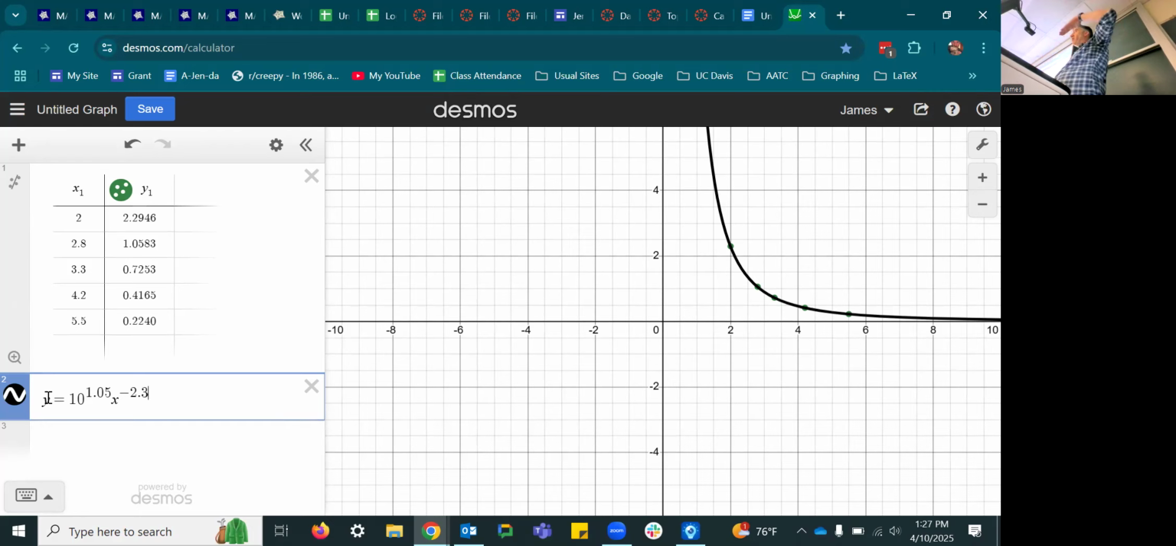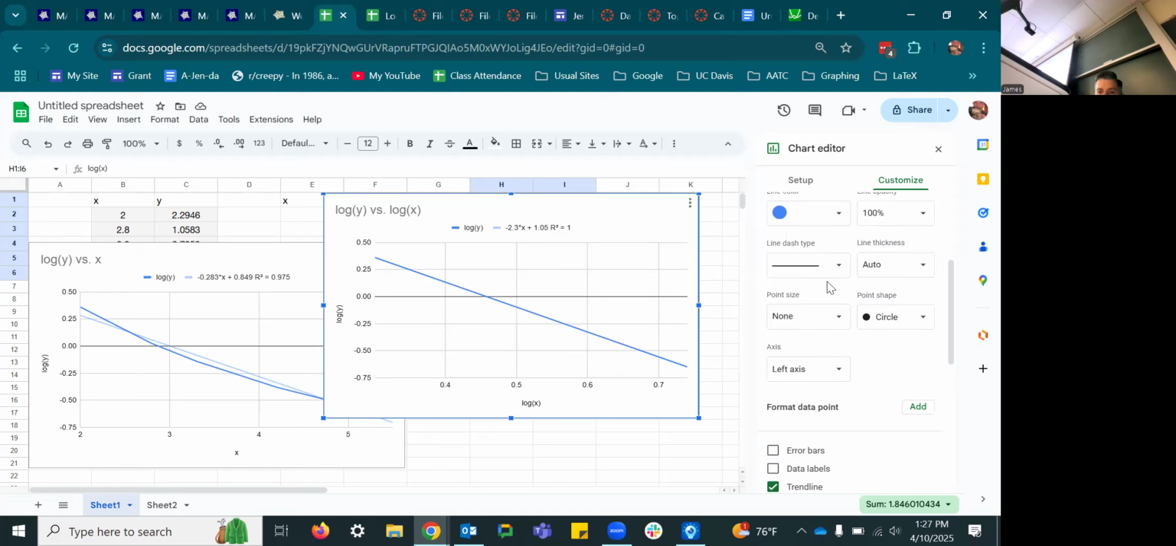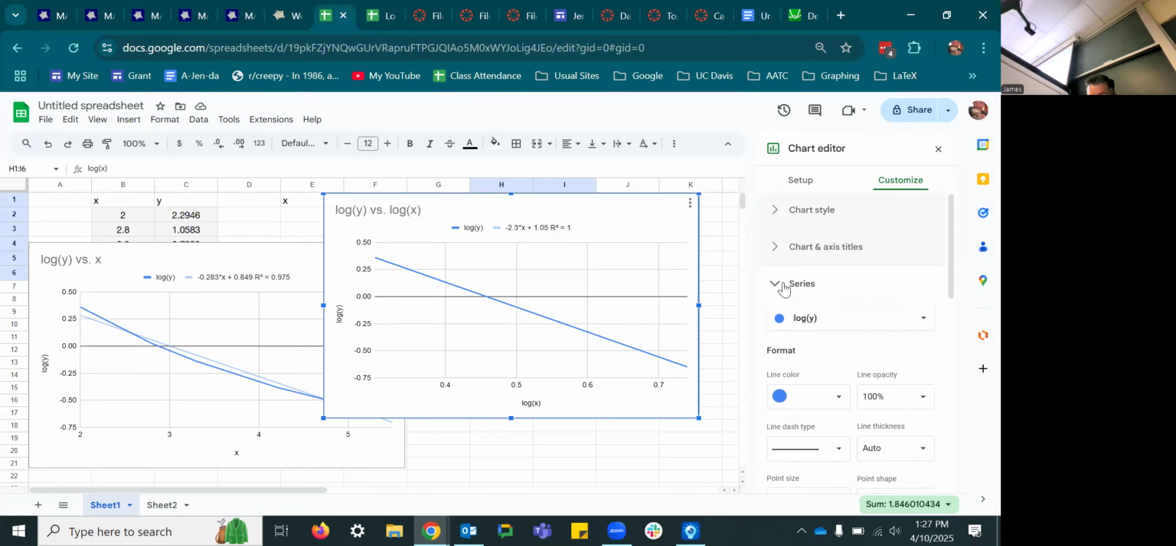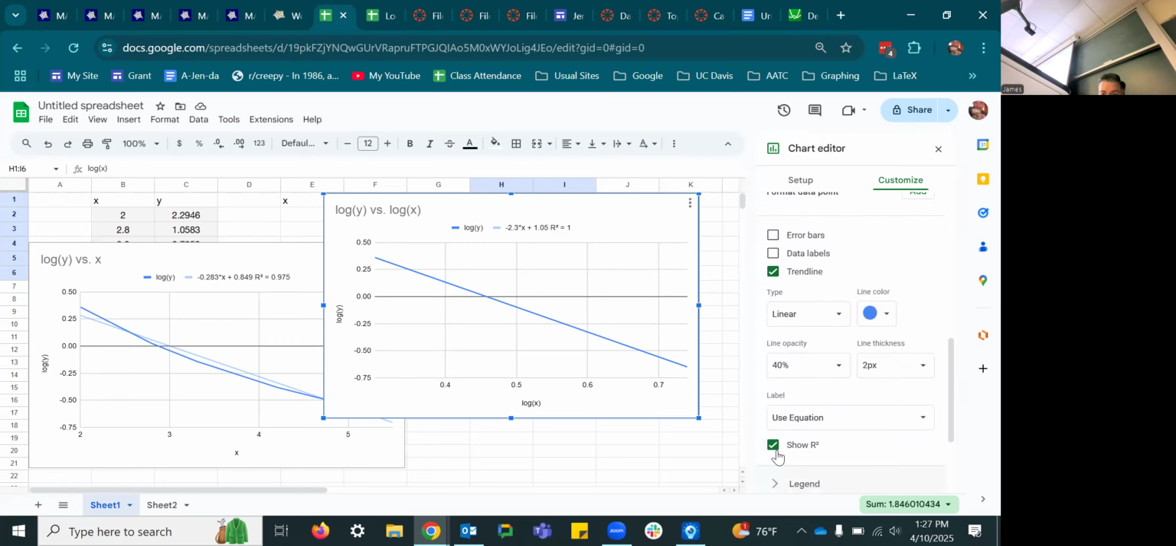You turn on all the things, which you find in the, I always forget where it is. Where did I find that? I think the customize part. Right? Yeah, you go over here, customize, specifically you go down to the part called series, and that's where you find all the things. You find the trend line, you find the R squared, and you change the label to use equation. And that'll give you everything you need to then answer the question. There's a video of me doing this for a couple other examples already on Canvas.